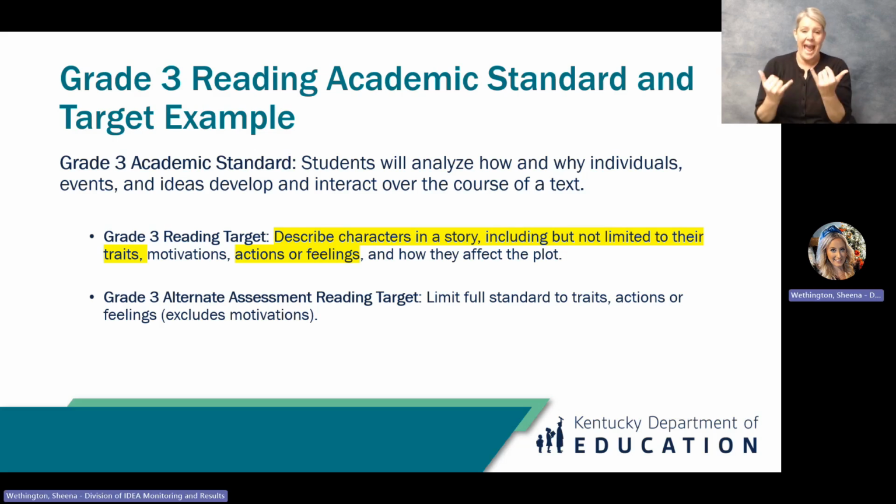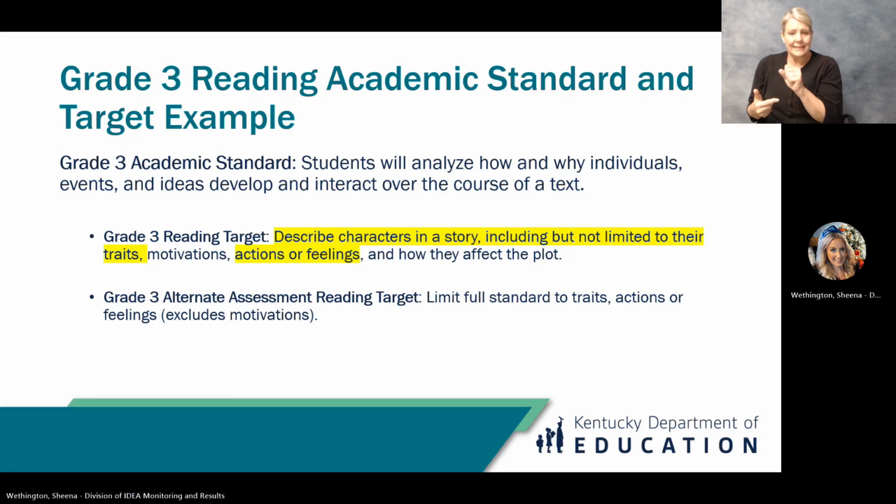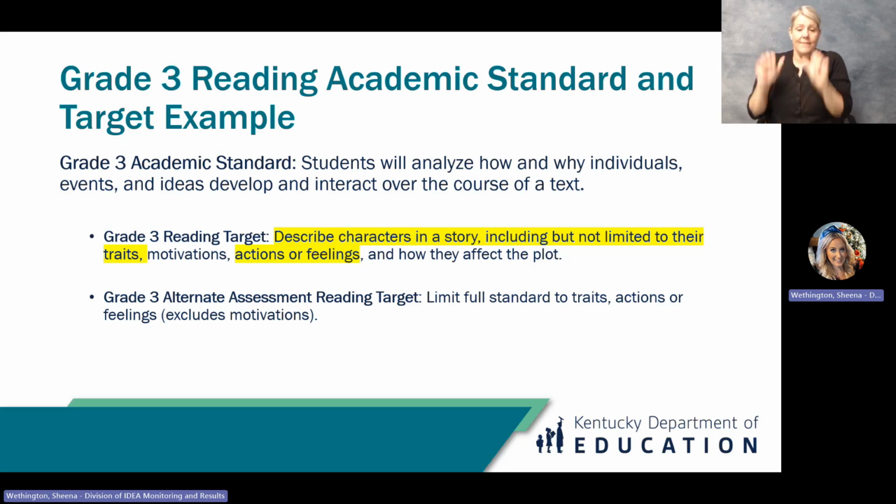This is an example of a grade 3 reading academic standard that has been reduced by limiting the standard being targeted to only traits, actions, or feelings. The academic standard states it is not limited to the items listed, so staff are able to target specific parts of the academic standard during instruction and assessment to prepare the students for the alternate assessment item that could be represented.